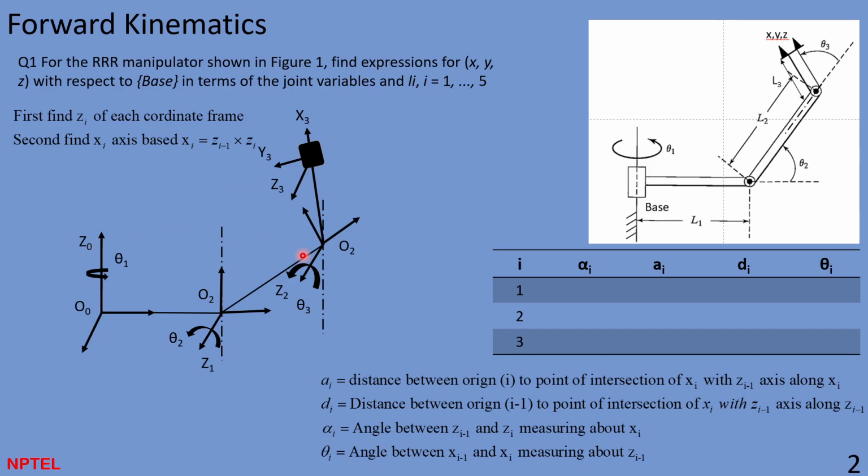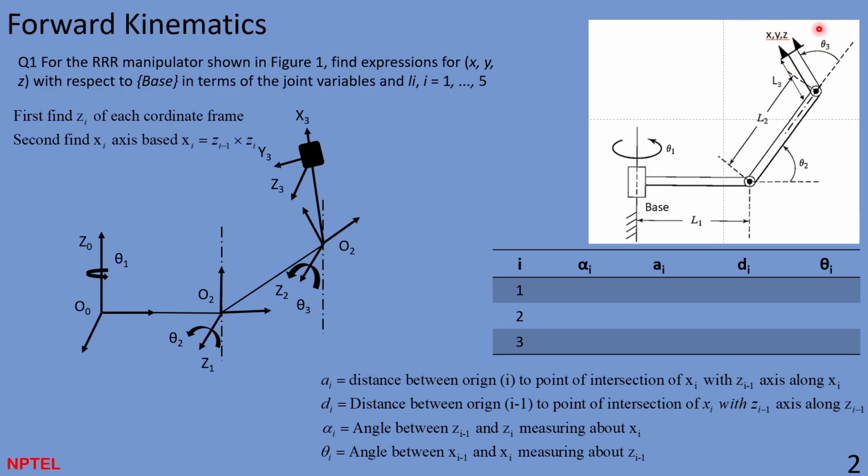And for this frame, the joint axis is coming out of the plane, so z1 looks like this, for theta 1 and theta 2. And again, this is Z2. And this is our manipulator end frame, or you can call it the gripper.